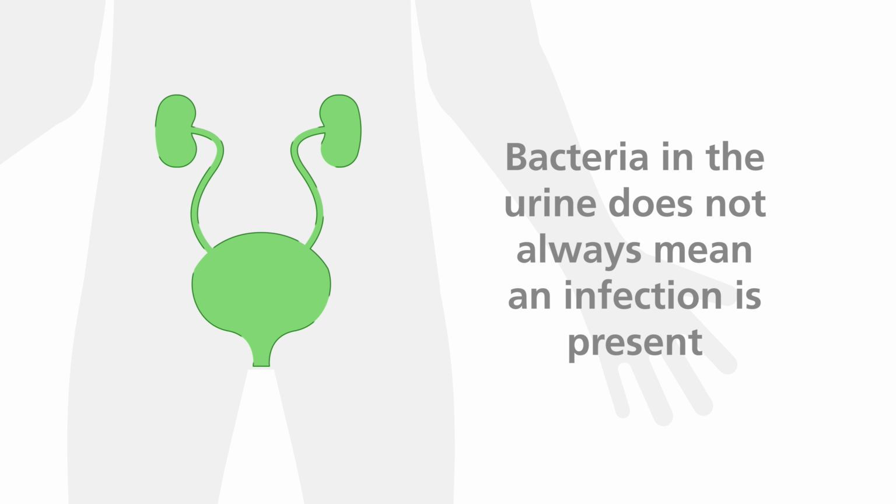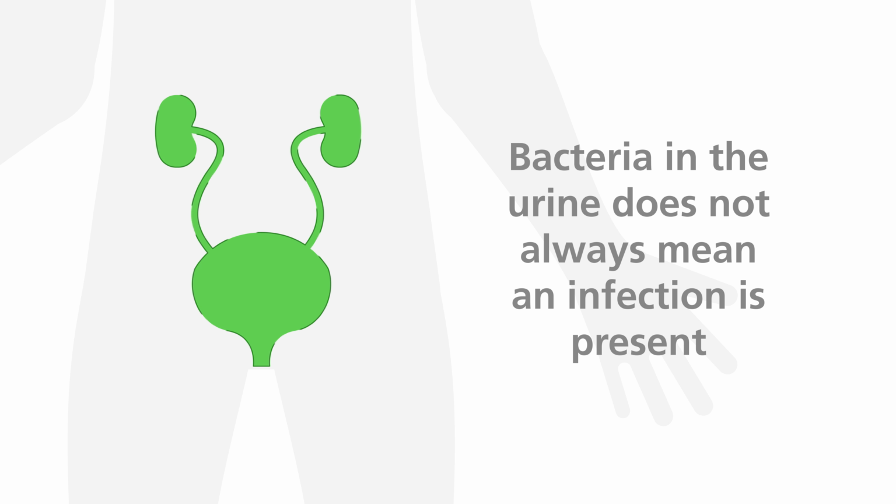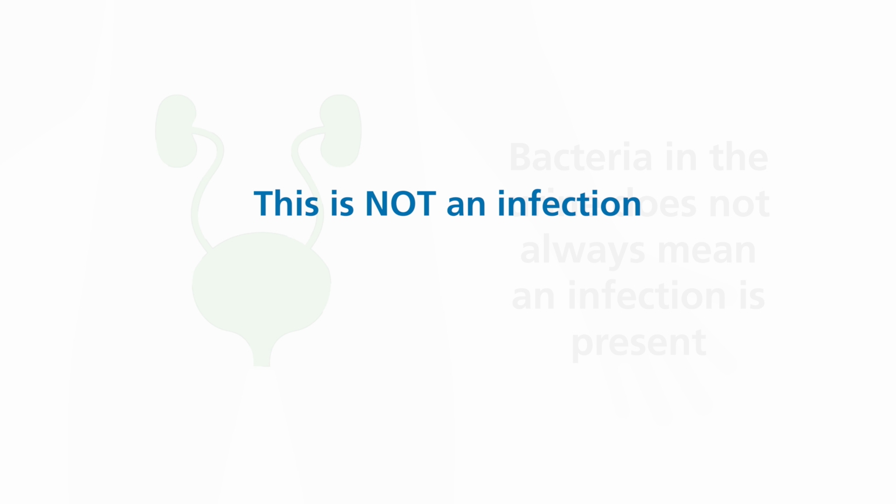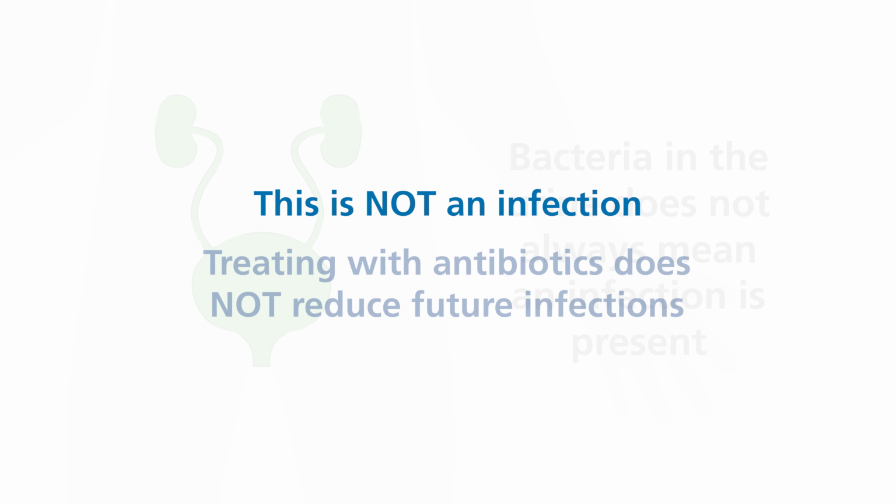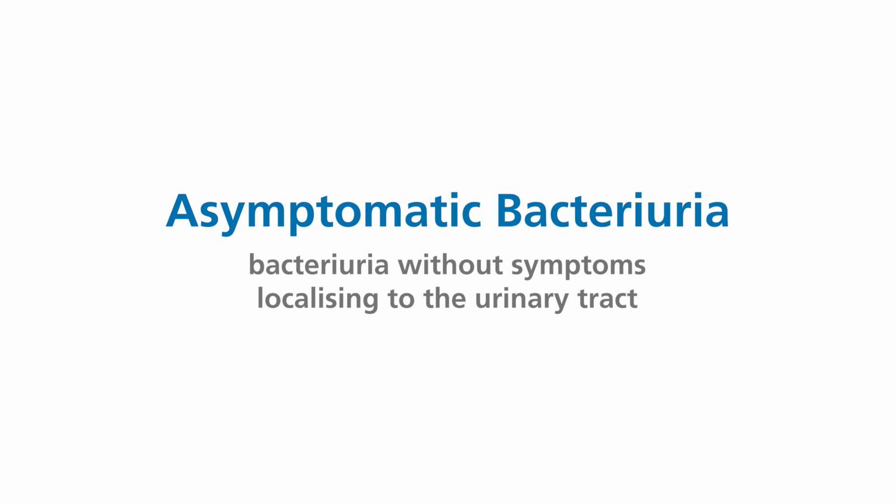Bacteria in the urine does not always mean an infection is present. In older people, bacteria can live harmlessly in the bladder without causing any problems. This is not an infection, as the bacteria are not causing any harm to the person, and treating with antibiotics does not reduce future infections. This is called asymptomatic bacteriuria.